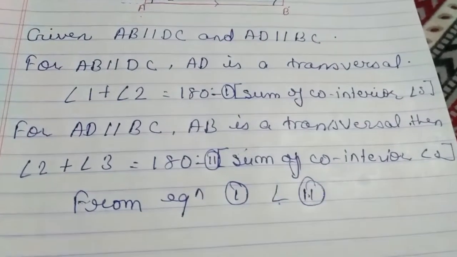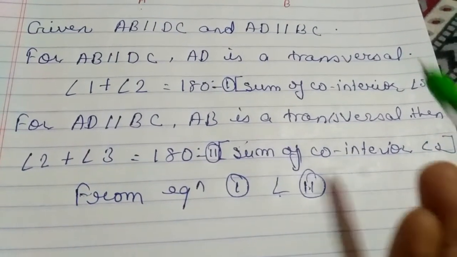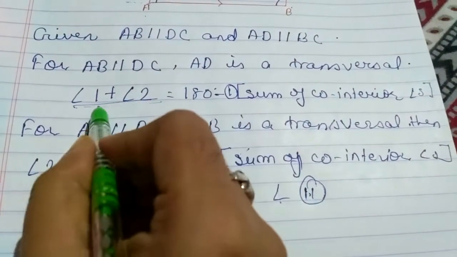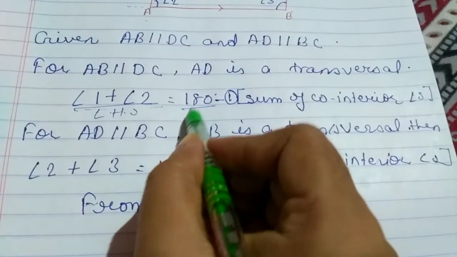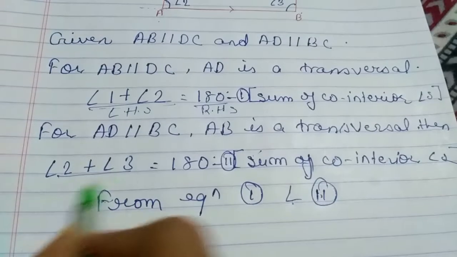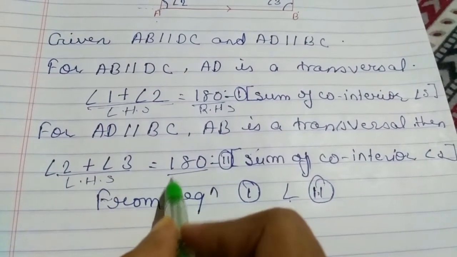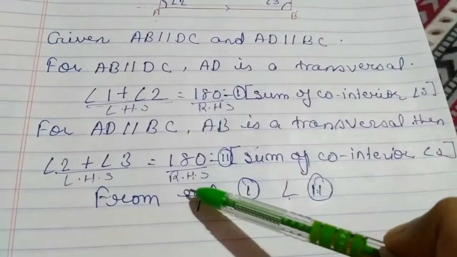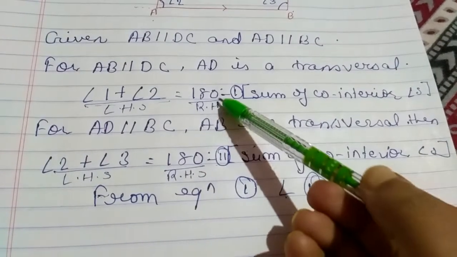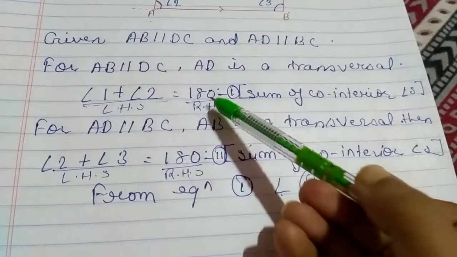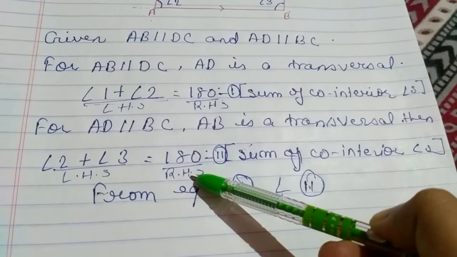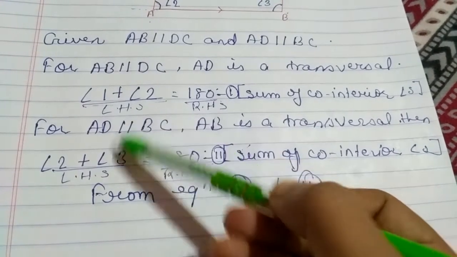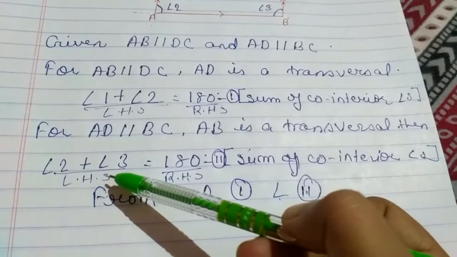Just check it here one thing. You can see here, this is LHS and this is RHS. Here also this is LHS and this is RHS. You can see both equations having the same RHS, 180 degree, 180 degree. So when the RHS is the same, the LHS must also be the same.